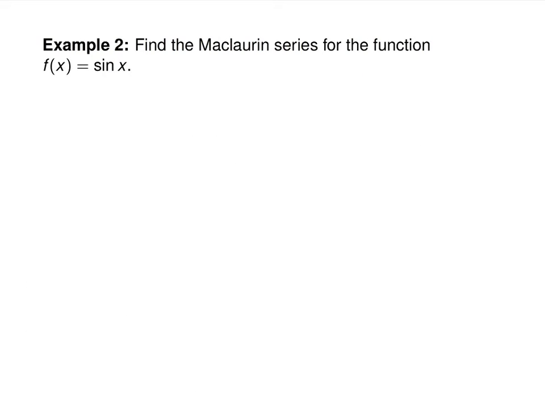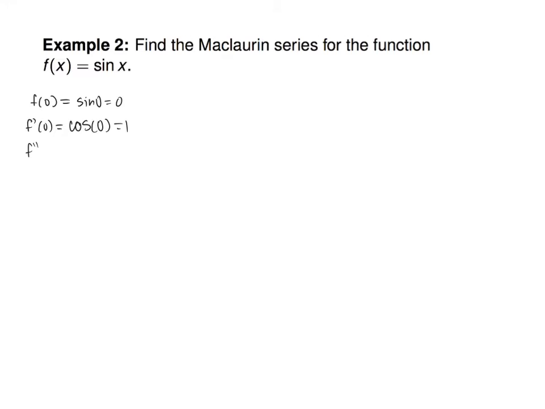Okay, another common function, let's find a Maclaurin series for sine. So the pattern for the derivatives isn't quite as easy here. Okay, so first of all, f of 0 is sine of 0, which is 0. F prime of 0, I'm finding derivatives and plugging in 0 at the same time just to save some space. So the derivative of sine is cosine. So f prime of 0 is cosine of 0, which is 1.